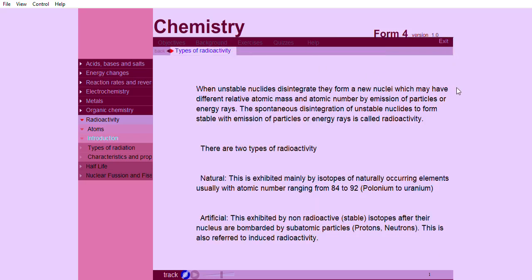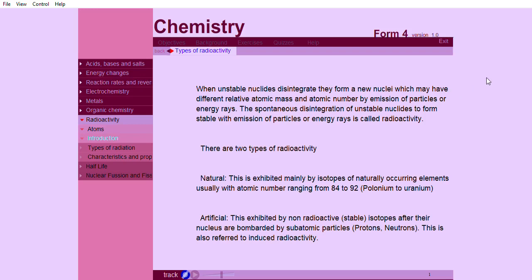When unstable nuclides disintegrate, they form new nuclei which may have different relative atomic mass and atomic number by emission of particles or energy rays. The spontaneous disintegration of unstable nuclides to form stable ones with emission of particles or energy rays is called radioactivity.